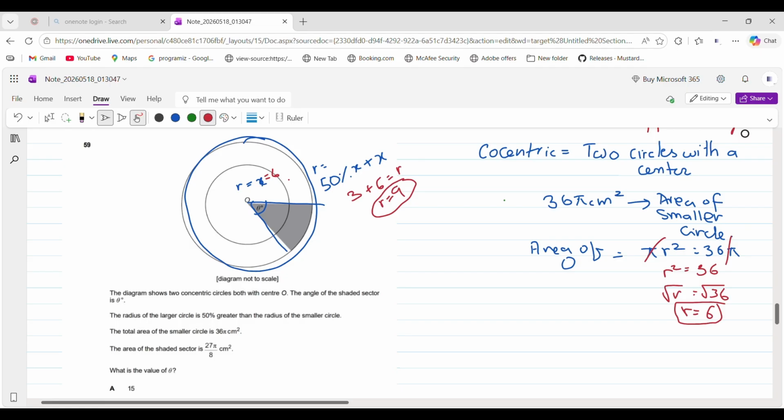The area of the shaded sector is 27 pi by 8 centimeter square. This area is already given, right? We need to find the area of the ring first. So the total area of the larger circle minus the smaller area will basically give us the area of the ring.